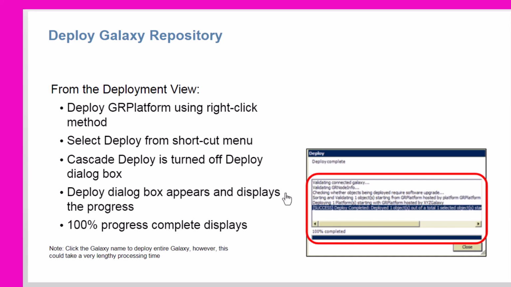As a note, you could have right-clicked the Galaxy and selected Deploy from the shortcut menu. This would have deployed the GR platform first, then deployed the rest of the platforms in parallel. Additionally, if you choose this method and this is the first time you have deployed your Galaxy, this could be a lengthy process.